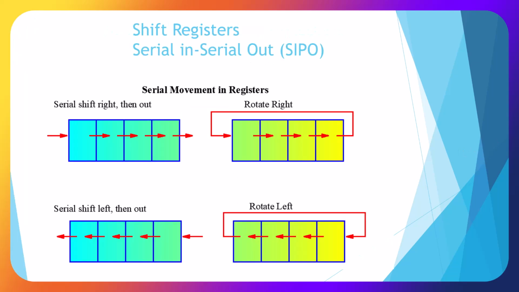Okay, there's different methods of transferring information in registers. This is serial in, serial out, where we could transfer the information out. We could transfer it and then rotate it back in. And then we could do a left shift where we shift the data out to the left. Or we could rotate it to the left and then refeed it back in.